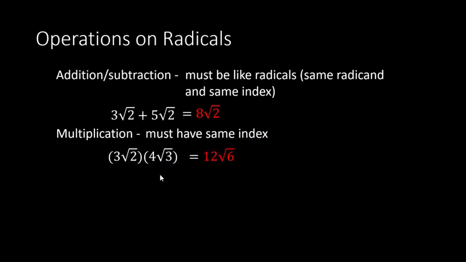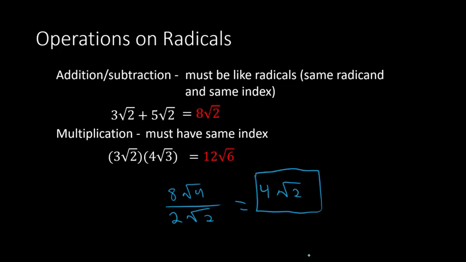And then the same rules apply for division. So let's say we had, let's make it 8 times the square root of 4, divided by, let's make it 2 times the square root of 2. Okay, we can divide in the same manner. The number part, without the radical, we can divide like normal. 8 divided by 2 would be 4. And then the square root of 4 divided by the square root of 2, we can divide those. 4 divided by 2 gives you 2. So we have the square root of 2. So your final answer would be 4 times the square root of 2.